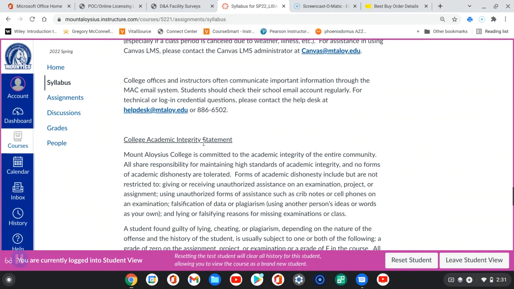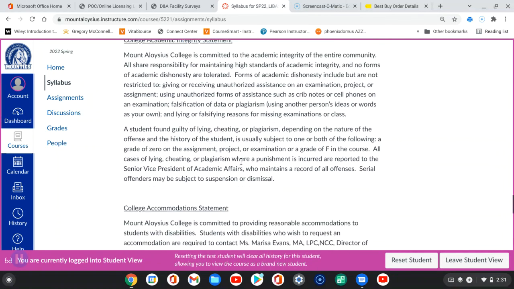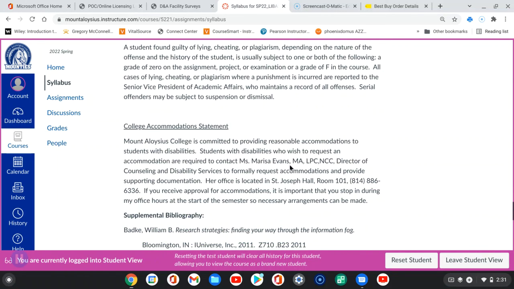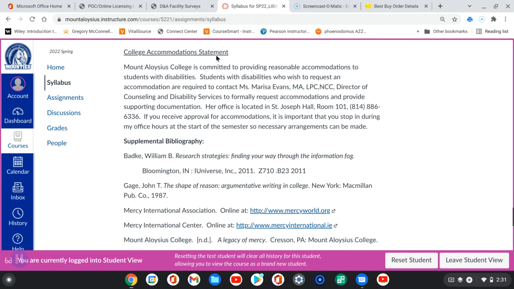College academic integrity statement. Don't cheat, don't plagiarize. Those things can cause you to fail an assignment up through failing the entire course. Here's some information about an accommodation statement. Although this is an online class, I will still approve accommodations when they are handed down to me and recommended by the Director of Counseling and Disability Services. So if someone's struggling with something, you have a recognized limitation, and you need an accommodation, you go through the proper channels. This is the information on how you do that.